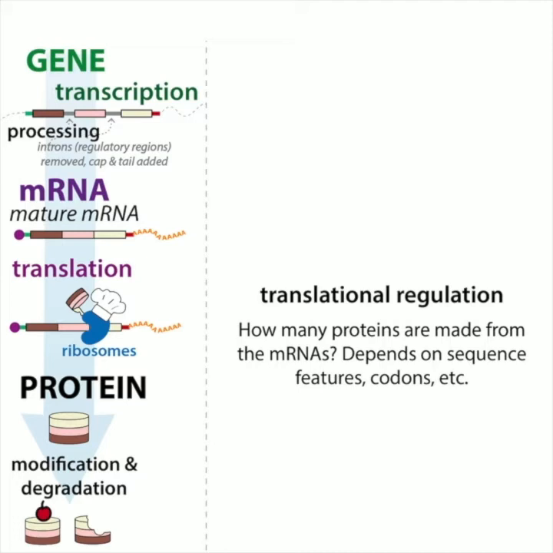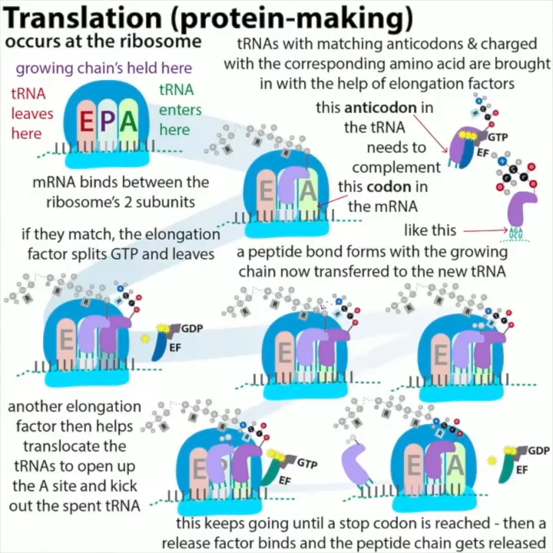Then that was at the level of the nucleic acids, so the DNA or the RNA. But now I want to talk about translational regulation. So how many proteins are made from the mRNAs? And this is going to depend on things like the sequence features, the codons, etc. So basically in translation, your mRNA has the protein instructions written in the form of 3 RNA letters that spell one protein letter. And we call these 3 mRNA letter words codons.